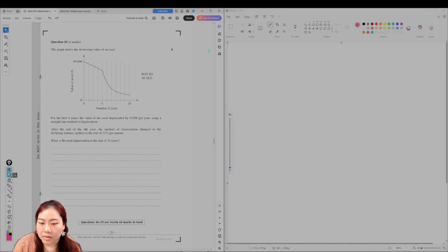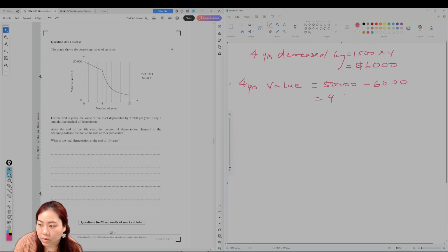So the first 4 years, it decreased by 1,500 times 4, which is 6,000 dollars, meaning the value is now 50,000 minus 6,000, which is $44,000. And then for the next 6 years, it's decreasing by 35% per annum. So 6 years, actually we'll call it the 10-year value.